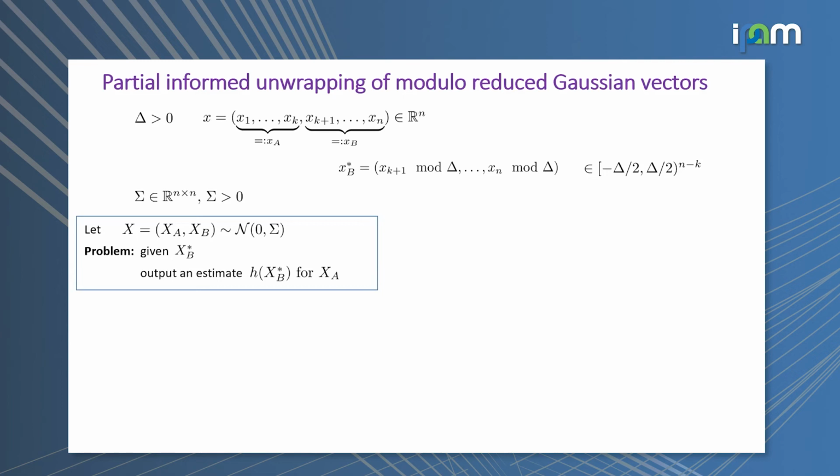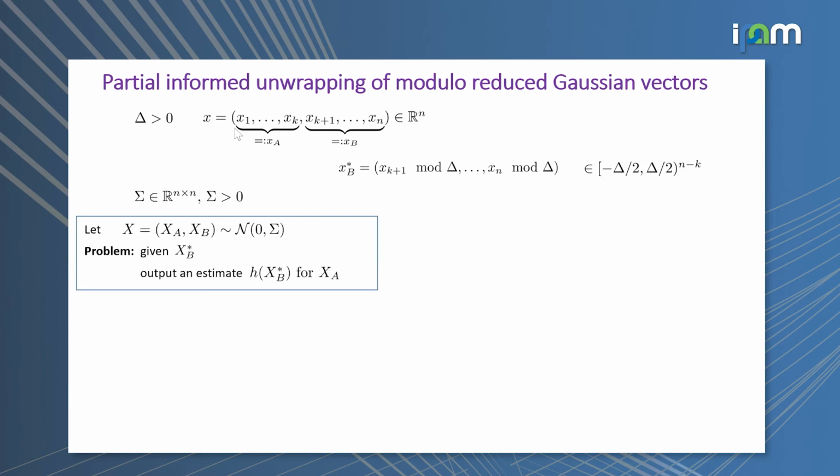So let me just mention how we can relate this to a classical estimation problem. This problem we call partial informed unwrapping of modulo reduced Gaussian vectors. We didn't come up with this name. It seems a bit awkward to me, but we only came up with the partial, so the rest already existed. So the problem is as follows.